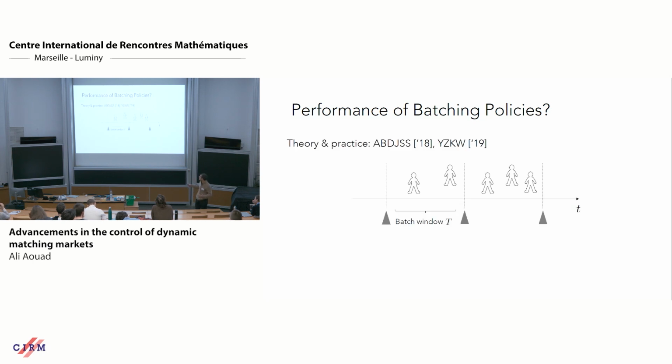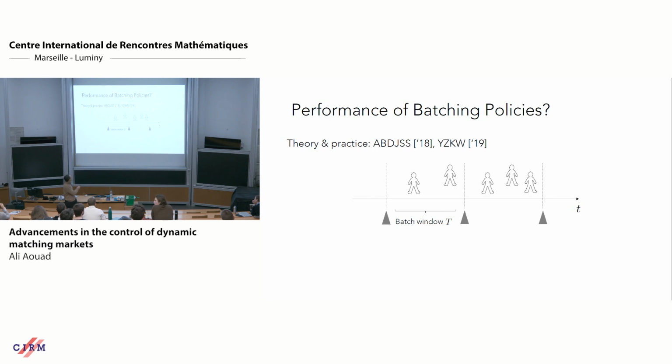What batching does is wait for a batch window. It waits t units of time, and after those t units of time, it looks at all the agents in the market and tries to find an assignment or matching that minimizes cost while maximizing cardinality, or that maximizes reward. That's a very natural policy to think about, because it enables this reduction to an offline optimization problem.